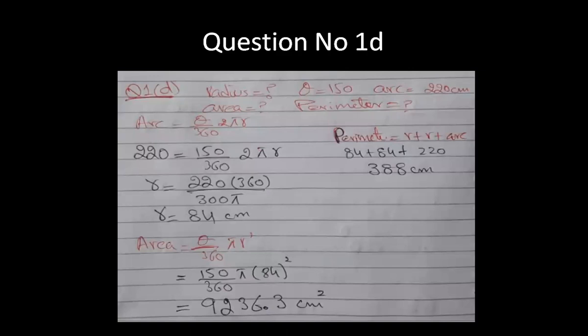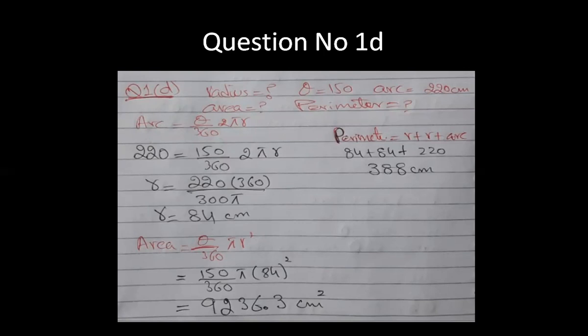So the radius is the question, theta is 150 degrees, arc length is 220 centimeter, area of the sector is the question, perimeter of the sector is the question. We know the formula for the arc length is theta by 360 2 pi r. Arc length is 220 and theta is 150. So 220 equals 150 divided 360 multiply 2 multiply pi multiply r.